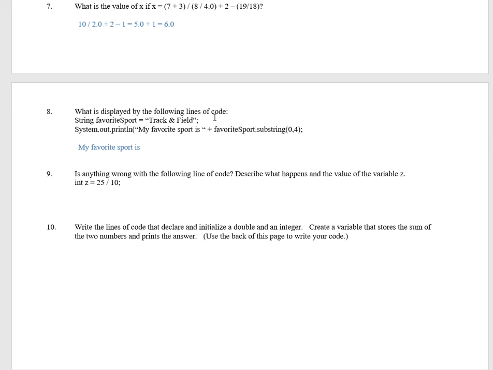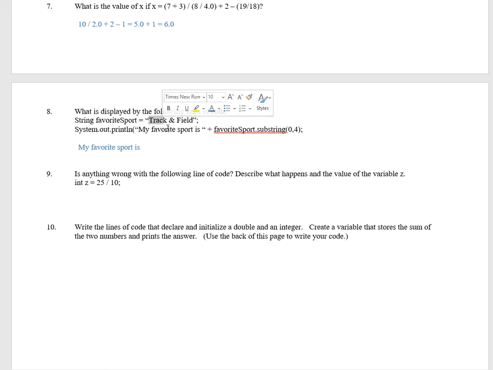Okay, and then substring 0 to 4. So remember, index 0 is the first index, and 4 is the one I go up to but not included. So if I look at it, T is 0, R is 1, A is 2, C is 3.